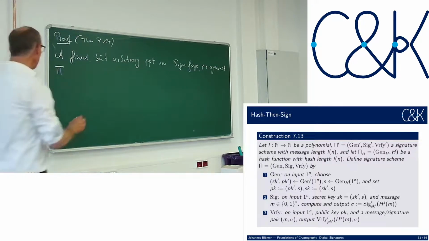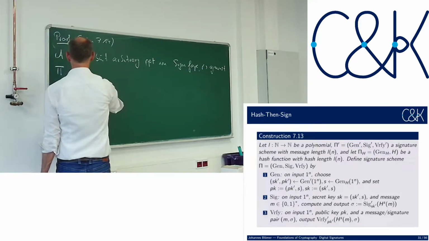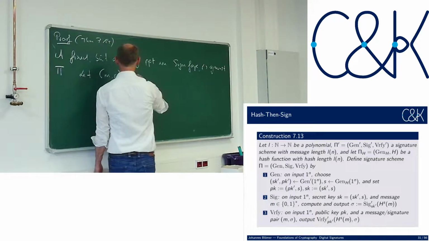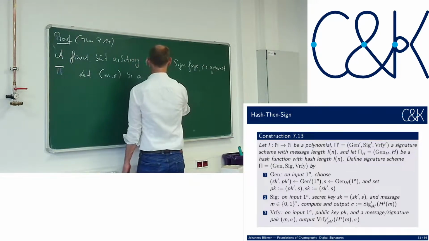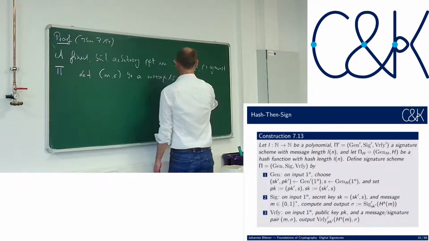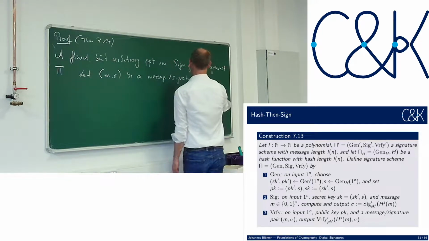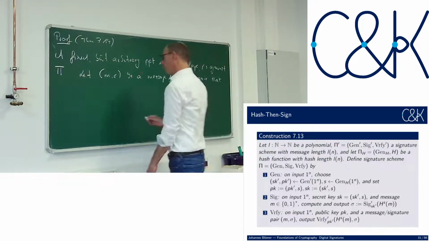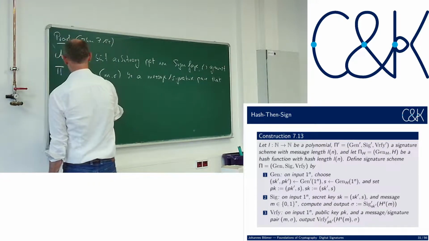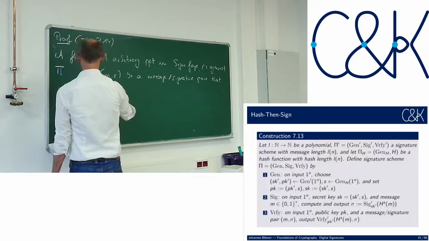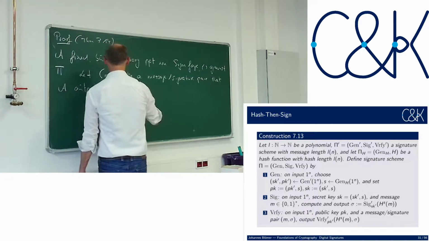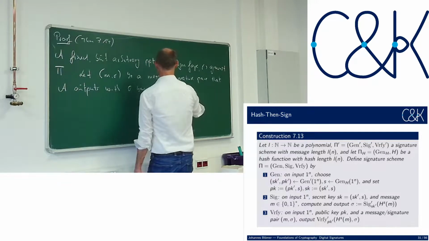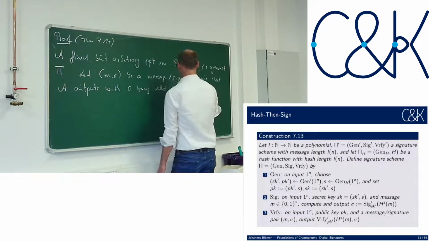Okay. Let m comma sigma be a message signature pair that A outputs, with sigma being a valid forgery. Okay.